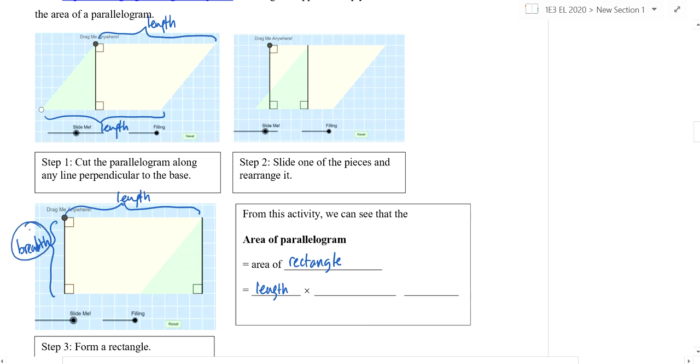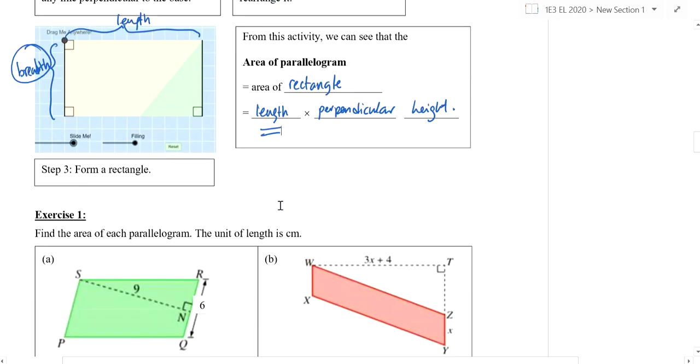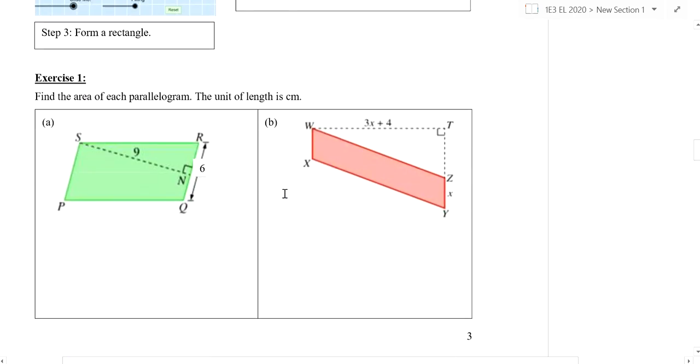And where did this breadth of the rectangle come from? It came from this perpendicular line from one side of the parallelogram. We drop it down perpendicular to the length or the base of the parallelogram. So we're going to multiply the length by the perpendicular height. Sometimes for the area of a parallelogram, instead of saying length, we call it the base. Both are fine. So let's try with some examples.